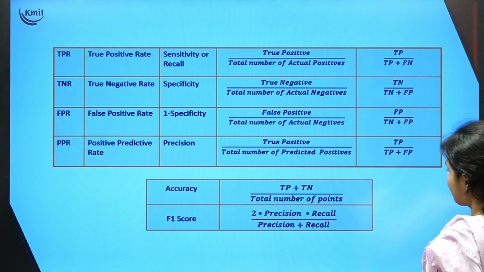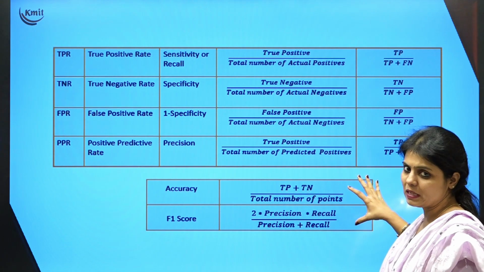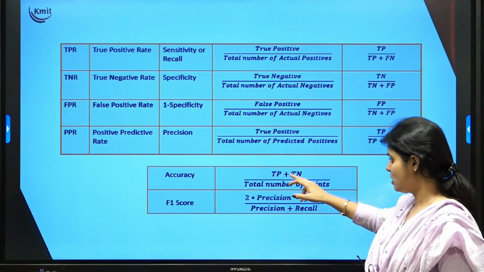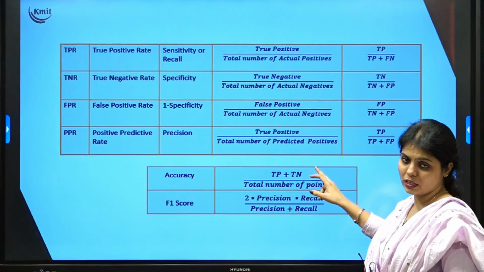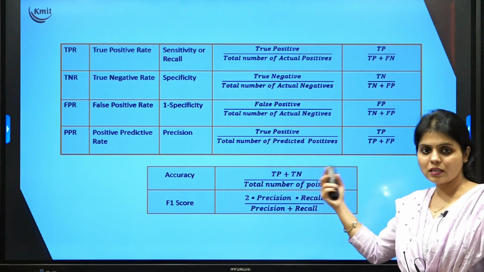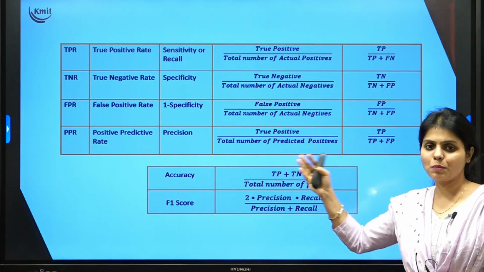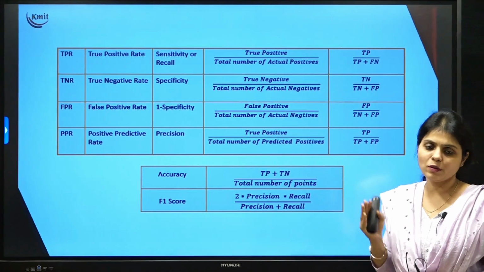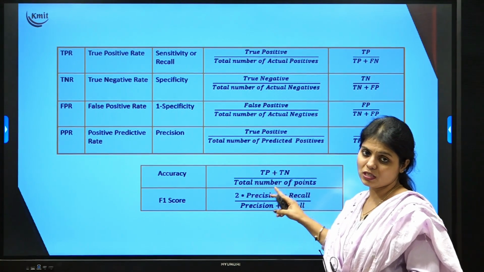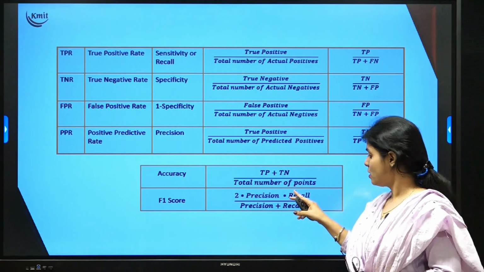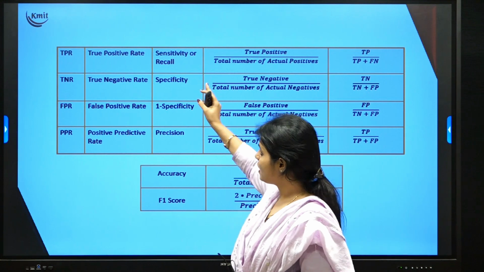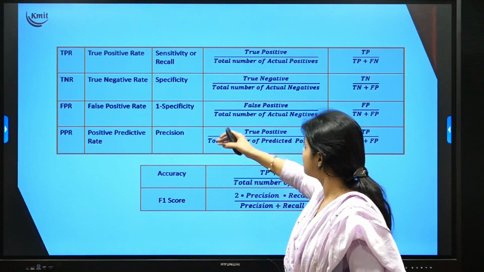First of all, we have accuracy. The two major performance metrics are accuracy and F1 score. Accuracy is true predictions by total number of predictions. True predictions are true positives and true negatives: TP plus TN by total number of predictions. When I go for F1 score, other than this, I have false predictions, which relate to precision and recall. If I want a trade-off between precision and recall, we go for F1 score, which is the harmonic mean of precision and recall, given by 2 into precision into recall by precision plus recall. Other than this, we also have TPR, FPR, specificity, sensitivity, and so on.